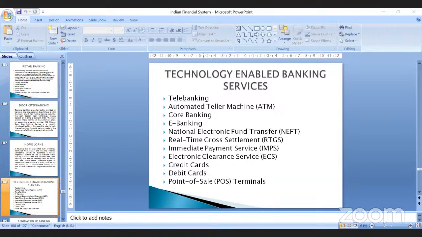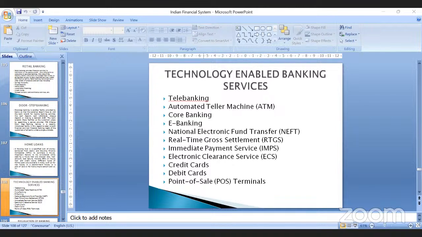Not only that, today technology has enabled the banks to provide an e-banking facility also. E-banking is nothing but internet banking, online banking, or net banking, which allows customers to use banking services over the internet. Customers need not visit the office branches or go to the bank.